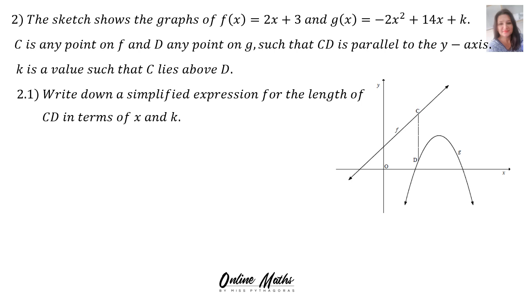C is any point on f and D any point on g, such that CD is parallel to the y-axis. k is a value such that C lies above D. 2.1. Write down a simplified expression for the length of CD in terms of x and k. Remember, in terms of x and k means that you may have an x and a k in your answer.